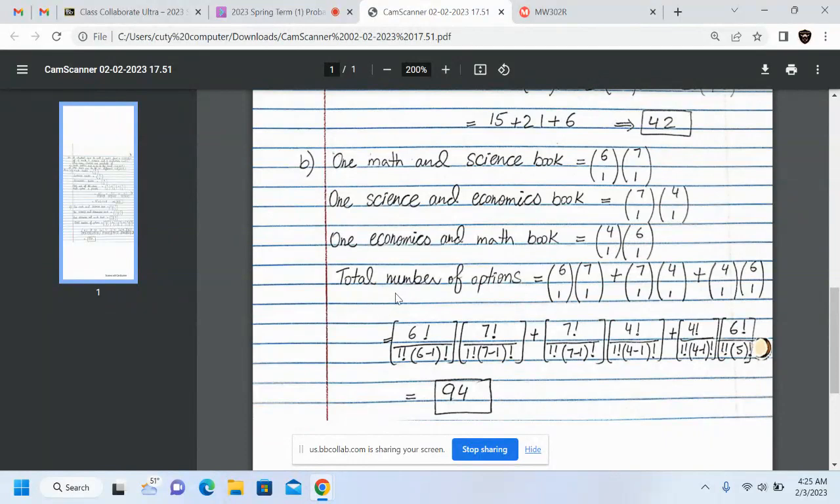So one economics and the math book, we have to choose total 4 and 1, and economics 6 and 1. So the total number of options, because we have to choose 2 books, that's why we have the combination of 2 subjects. So we have to sum up all the combinations we found above. So then we sum up, and finally we got the answer of 94 when we expand the formula of combination.